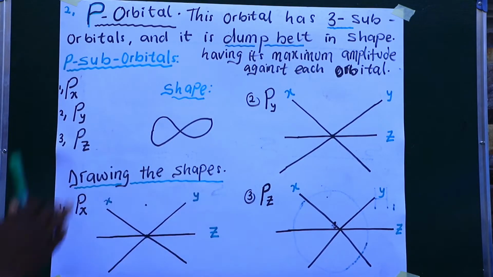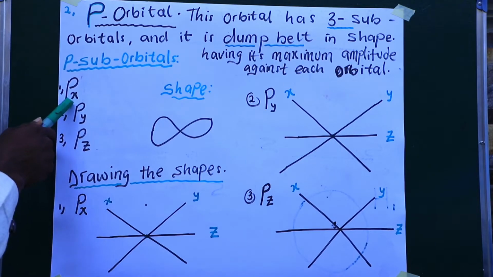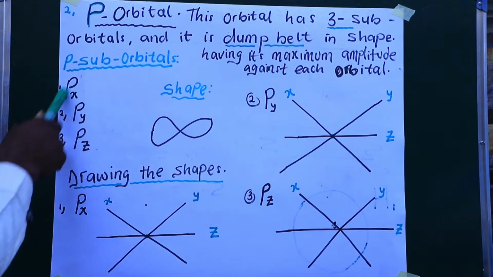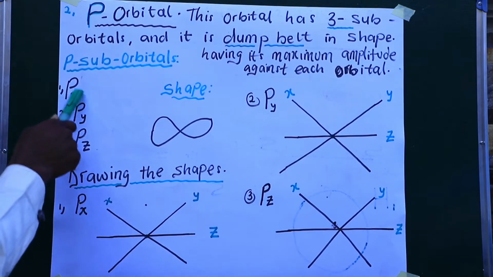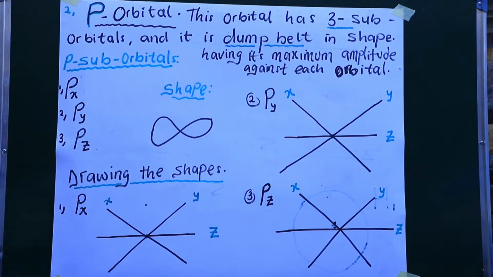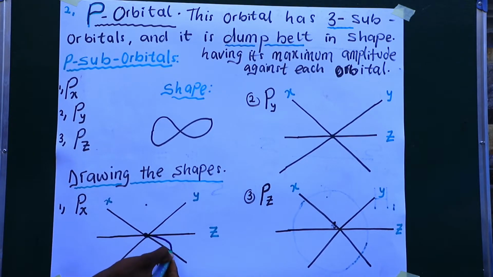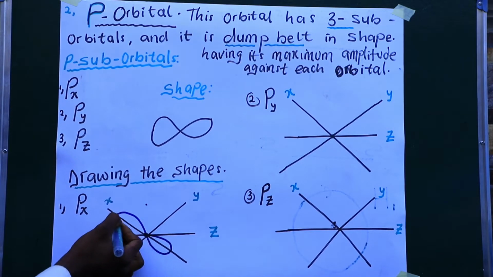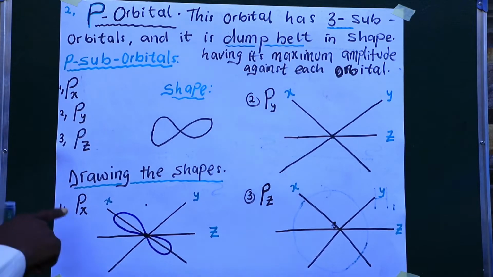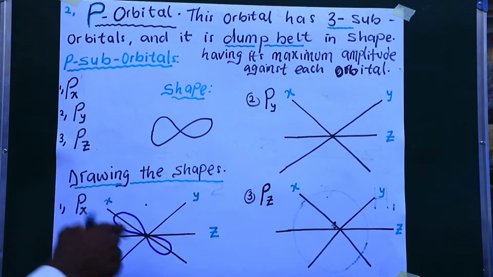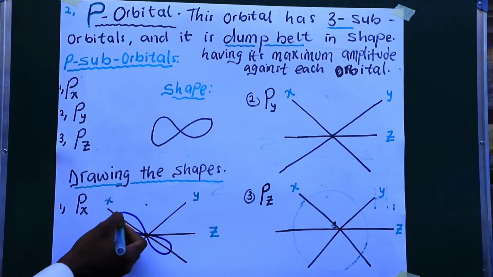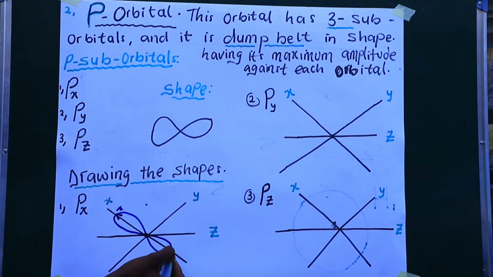Now, drawing the shapes. One may be asked to draw the shape of Px, only on the x-axis. So this is the plane, and for Px, this is the x-axis. We are going to draw the shape on the x-axis. This is how it looks. Dumbbell in shape. The maximum amplitude on the x-axis is here, and here also maximum amplitude.